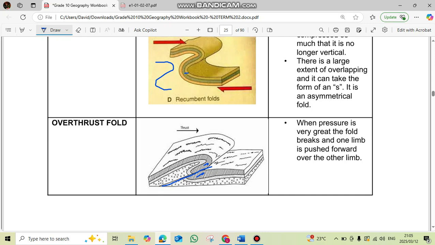So an overthrust fold forms due to that immense pressure that causes the rock and layers to actually break and push forward from one another.